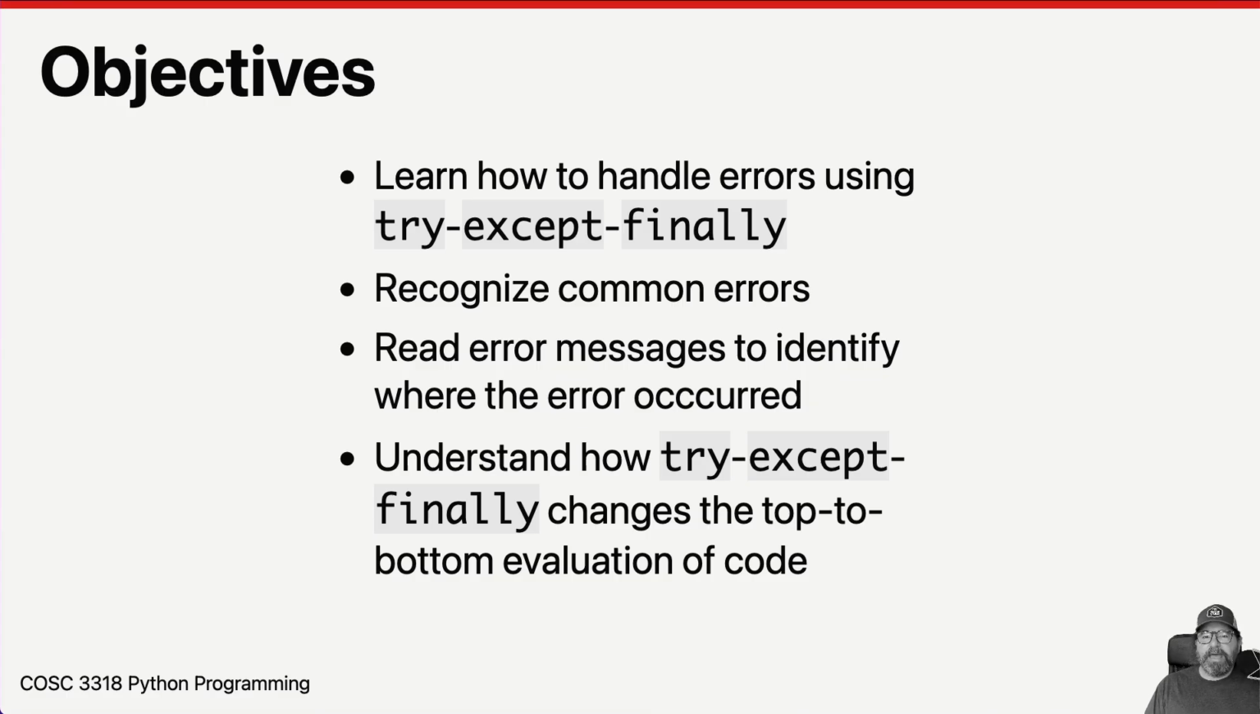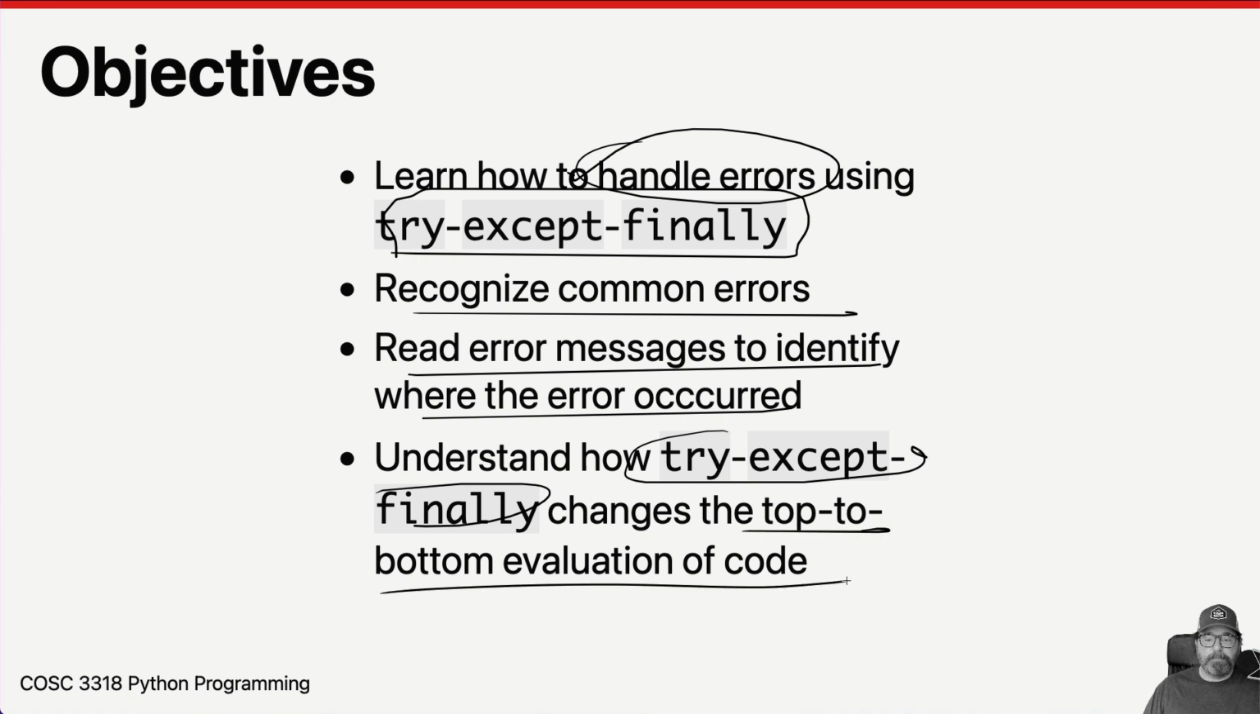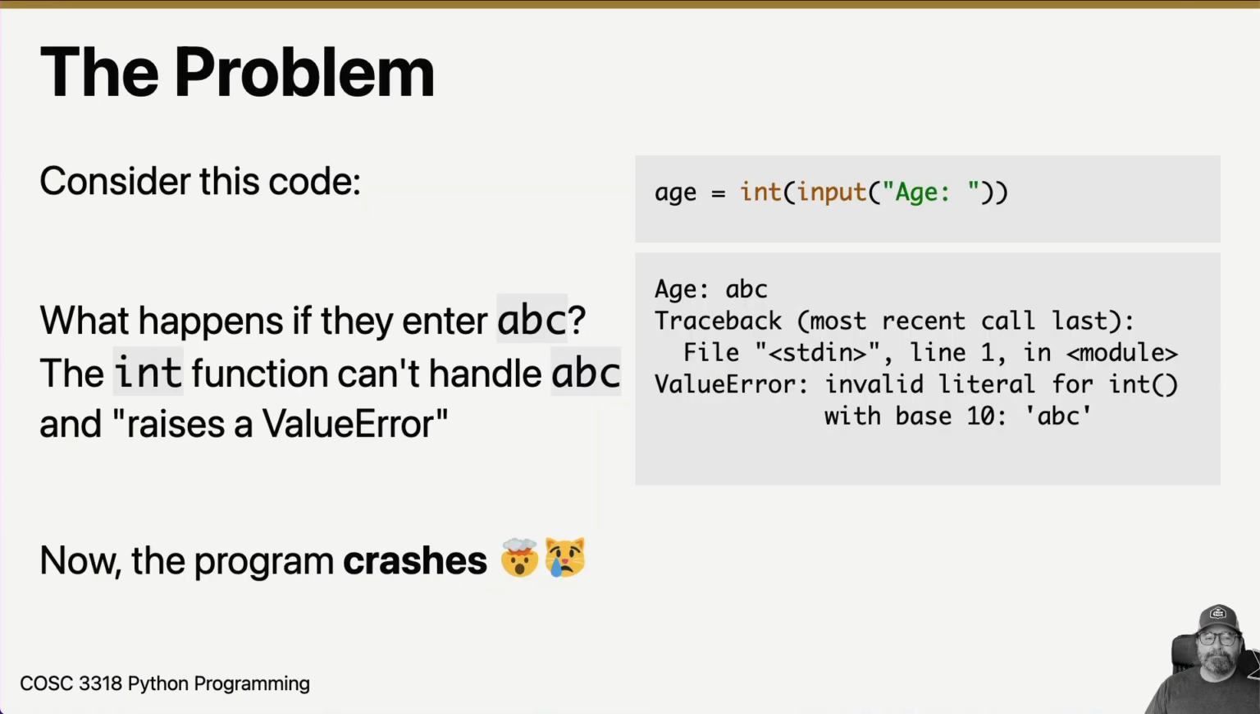So in this lecture, we have four main objectives. We're going to figure out try, except, finally, which is a way to handle errors. We're going to recognize some common errors that we can run into. Then we're going to learn how to read our error messages to identify where the error occurred. And through all of that, we'll figure out how try, except, finally changes the top to bottom evaluation of code. Because remember, almost all of this is about how it changes the top to bottom evaluation of code.